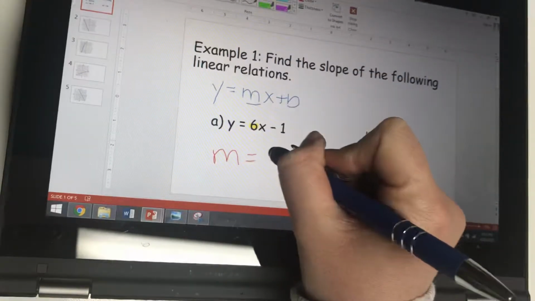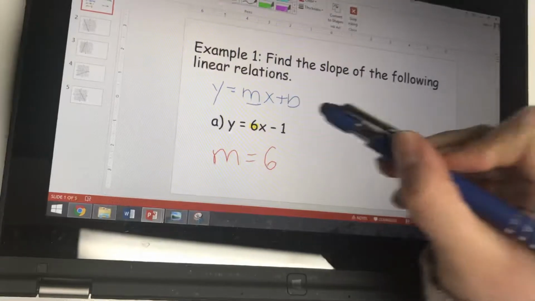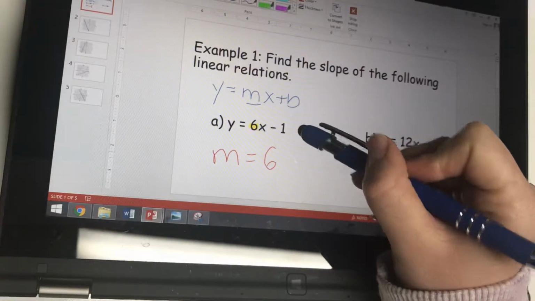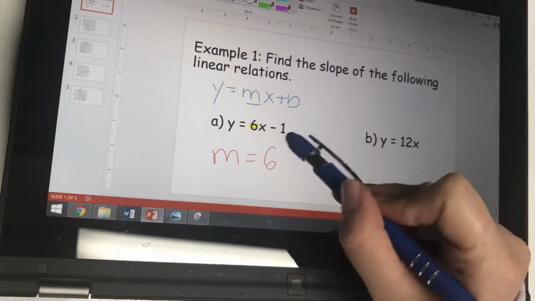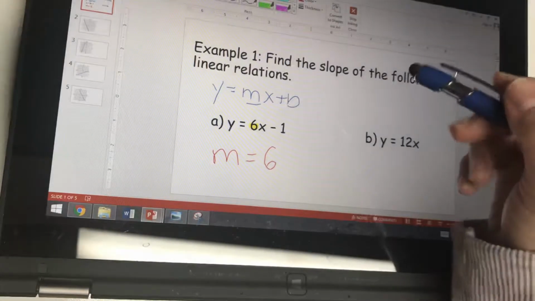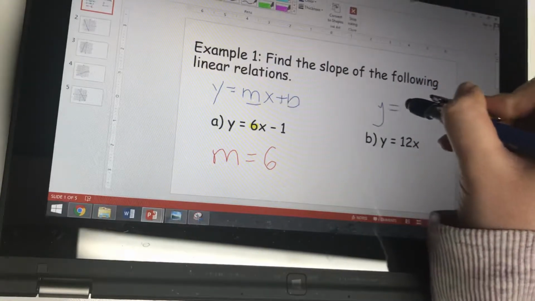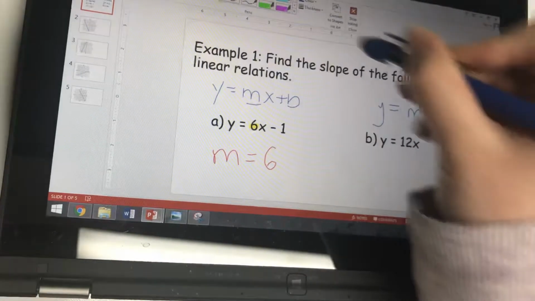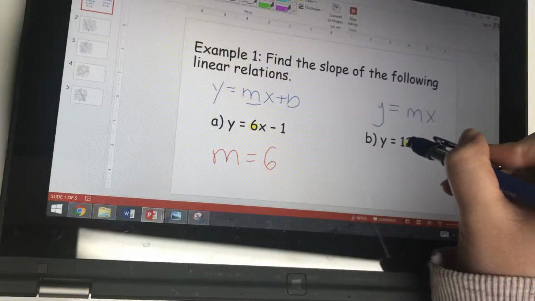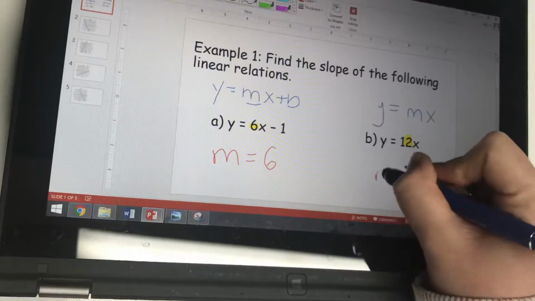So I'm going to write m equals 6. The variable m represents slope. This one, so this is a partial variation because it has the initial value over here. This is a direct variation, so it is in the form y equals mx, which means that our slope is this here. So our slope is 12.